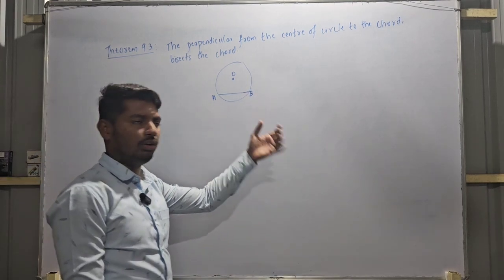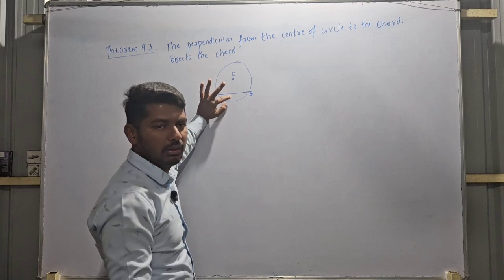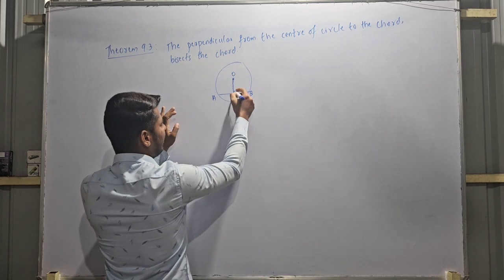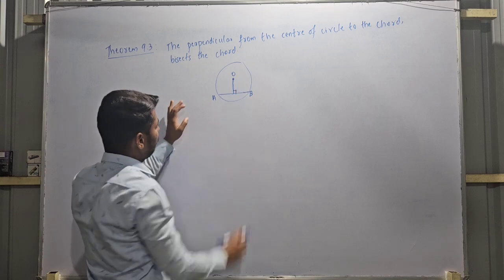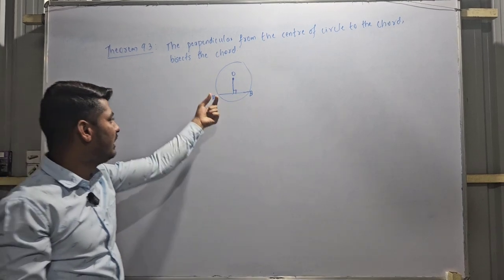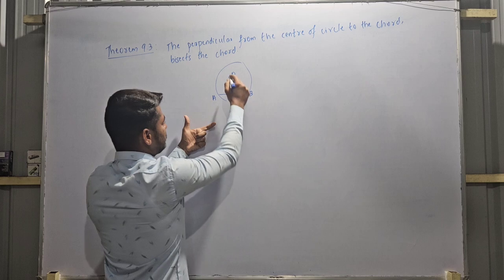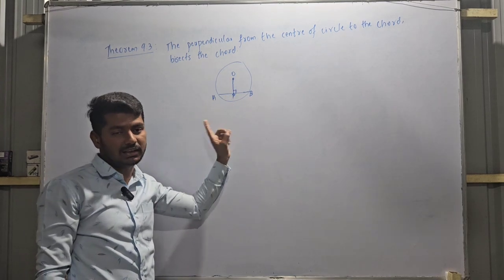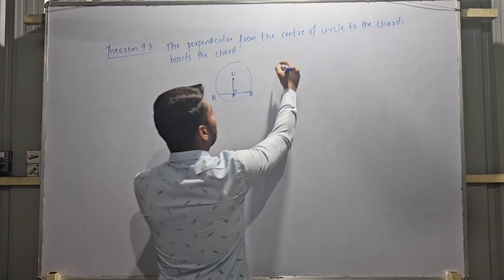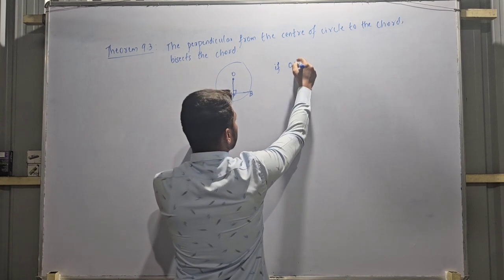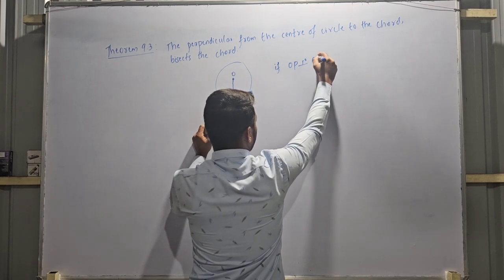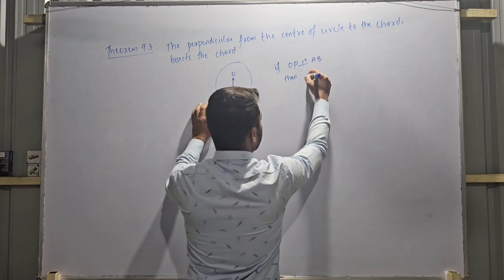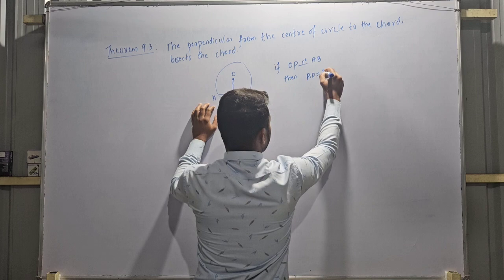and here we need to draw one perpendicular. If we draw a perpendicular from the center to the chord, for suppose this OP is the perpendicular, then this OP will bisect the chord AB. That means if OP is perpendicular to AB, then 100% AP is equal to BP.